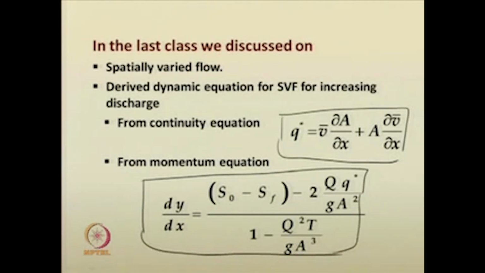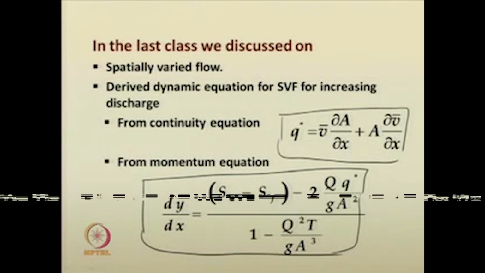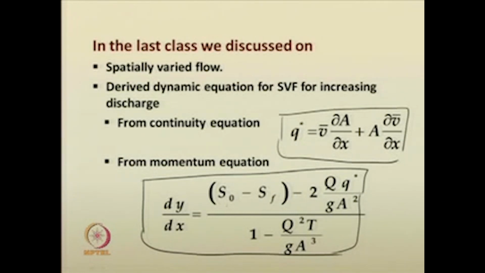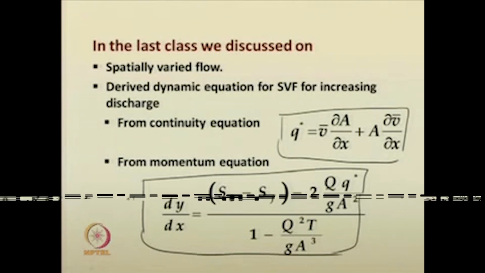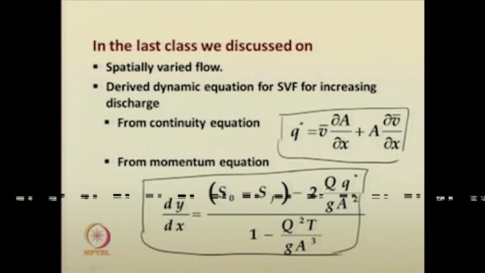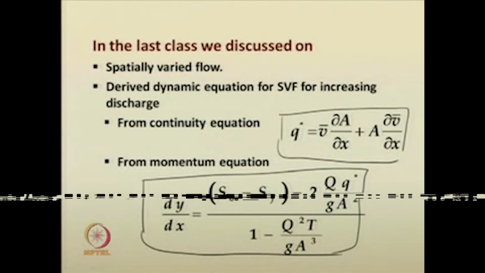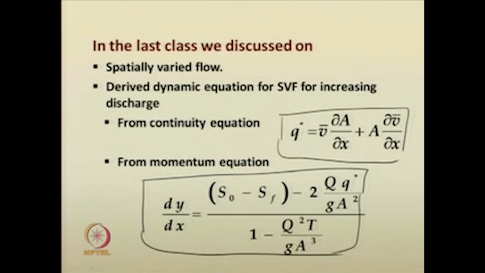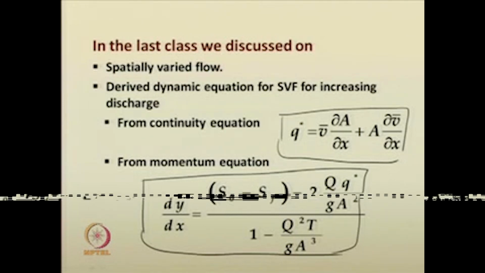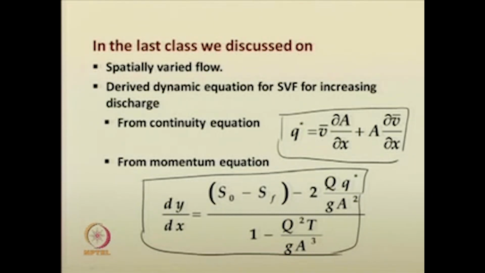I hope you recall all the terms here. Y is the depth of flow, S0 is the bed slope, SF is the friction slope, capital Q is the discharge, Q star is the rate of increase in discharge per unit length, G is acceleration due to gravity, A is the area of cross section, and T is the top width of the channel. All these things are self explanatory.